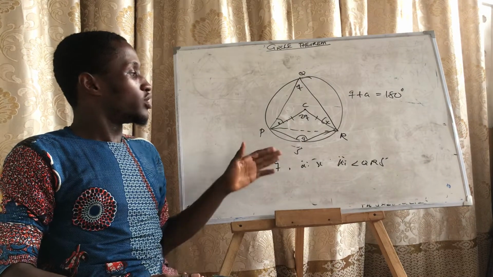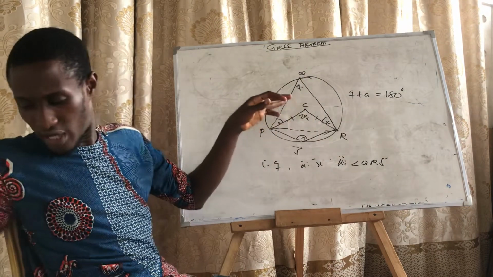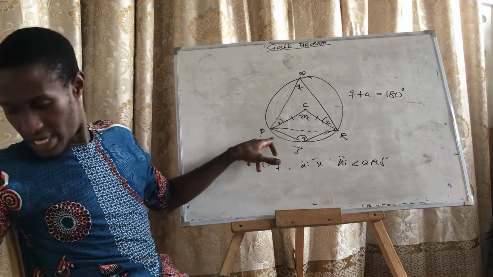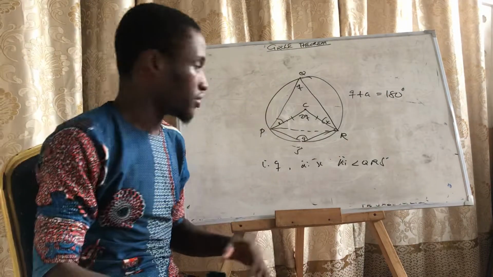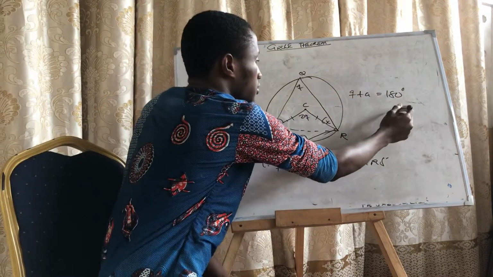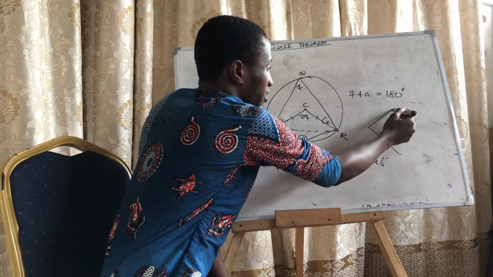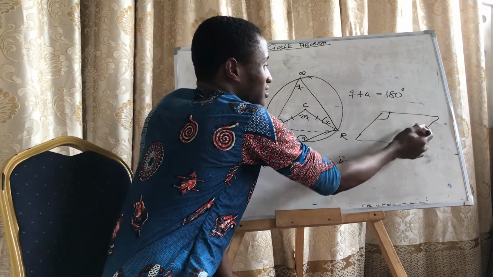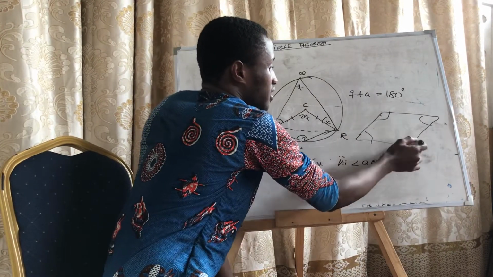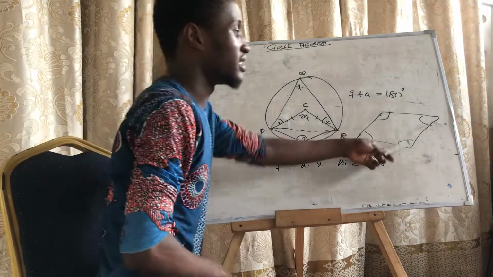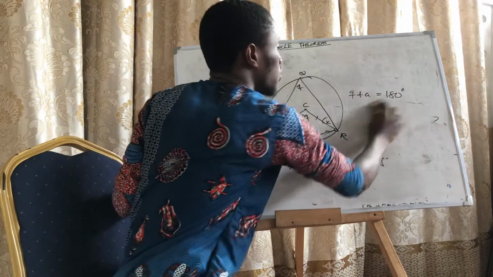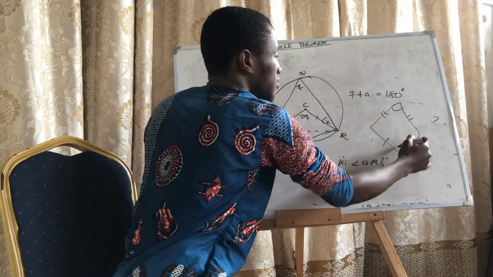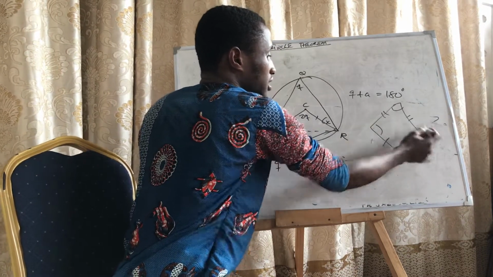Okay, so we were told that this is a rhombus. So let me read the question. The question was like CPSR is a rhombus. Okay, so if I have a rhombus, let me draw it, something like this and this. For a rhombus, the opposite angles are the same. This and this are equal. This and this are equal.